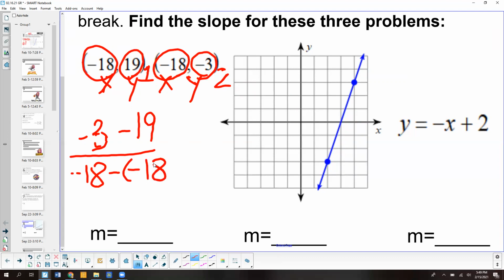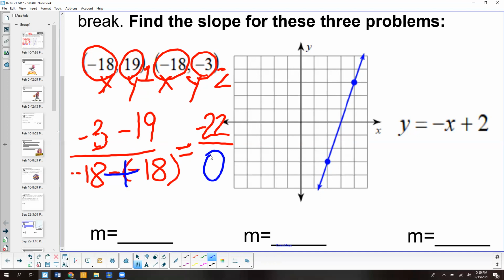So we've been practicing this for several weeks. Just a quick review problem so we can get our brains awake and thinking about math for a few minutes before you guys go back to bed. -3 minus 19 is going to give us -22. Divided by -18 minus 18. Remember, if we're subtracting a negative, it's just going to cancel and we're just going to have a positive. So -18 plus 18 is actually just going to give us 0.